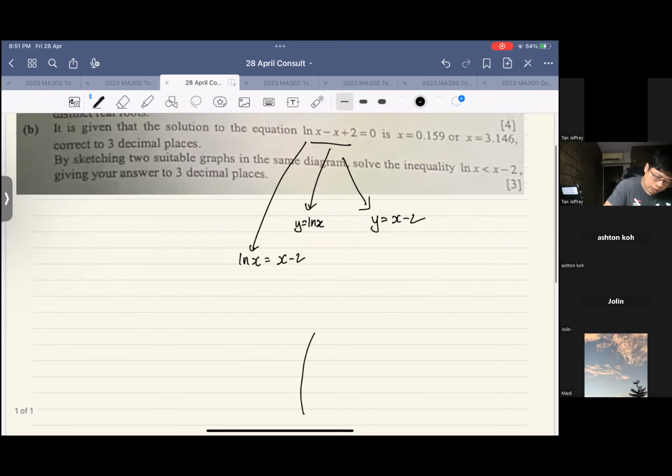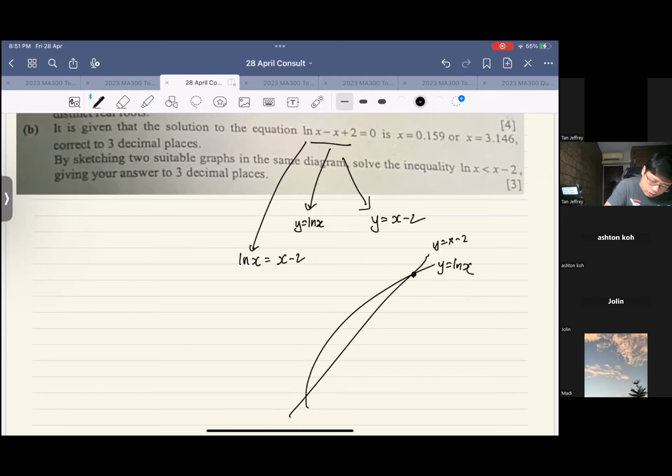So ln x looks like that. Okay, this is y equals ln x. Sorry, I never draw very well. Like that, y equals ln x. Then I believe x minus 2 will cut at 2 points. Y equals x minus 2, right? The first point is 3.146. The second point is 0.159.